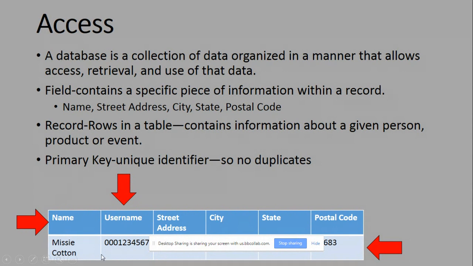A record is one row in the table. So all the information down here at the bottom about me, that is my record. So a row and a record mean the same thing. It contains information about a given person, a product, or an event.